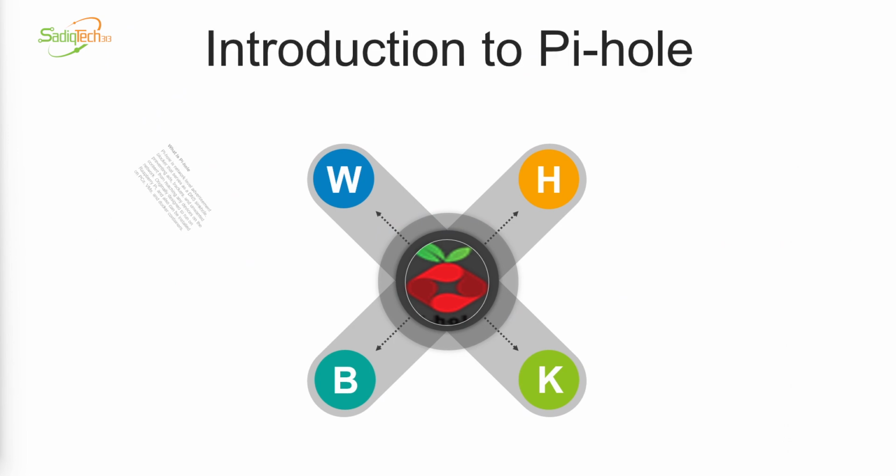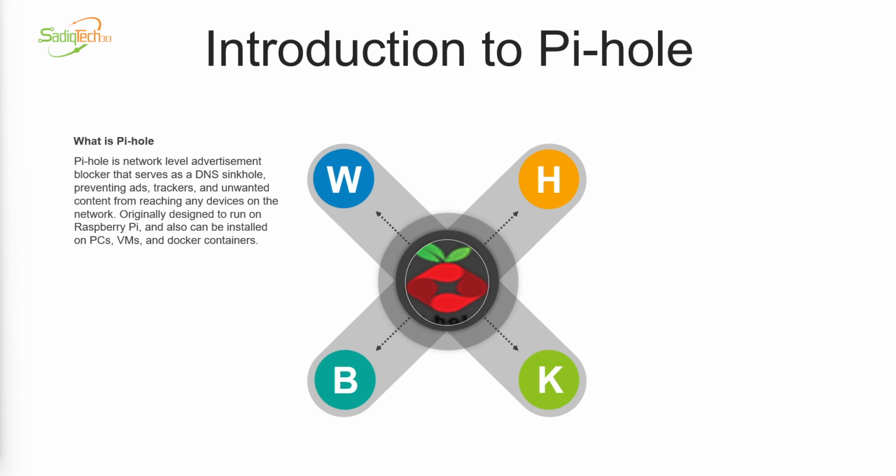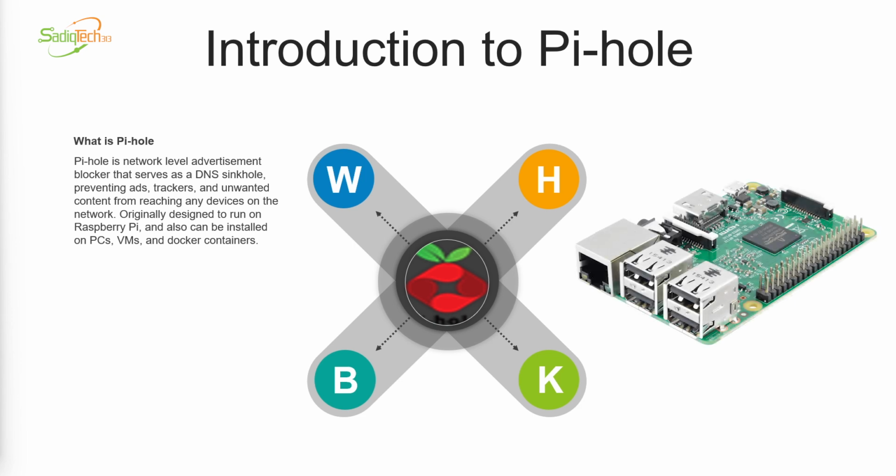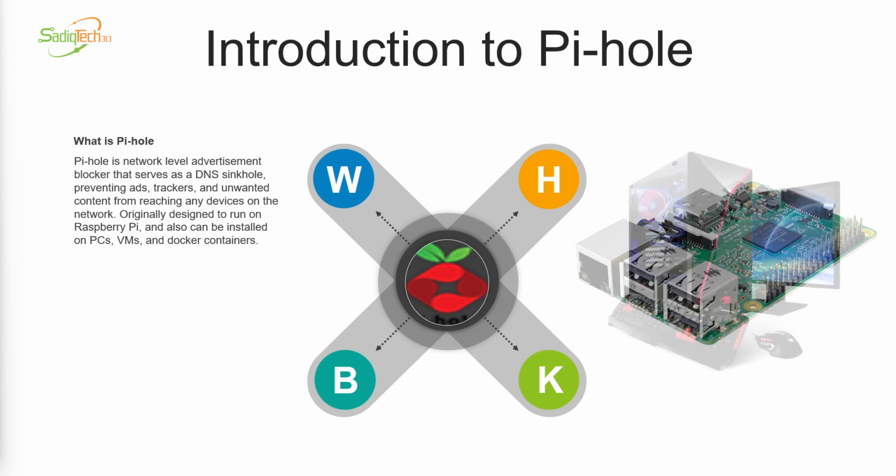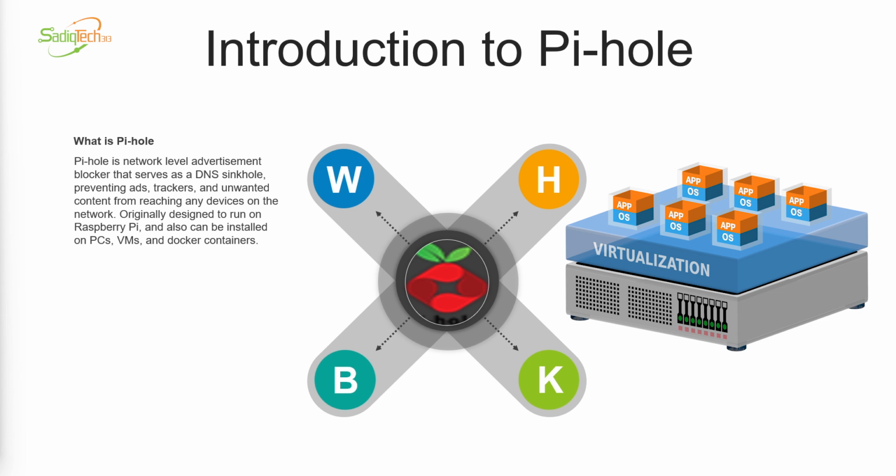Introduction to Pi-hole. Pi-hole is a network-level advertisement blocker that serves as a DNS sinkhole, preventing advertisements, tracker domains, and unwanted content from reaching any devices on the network. It can be laptops, desktops, mobile applications, and others. Pi-hole was originally designed to run on Raspberry Pi. It's also able to be installed on PCs, virtual machines, and Docker containers.